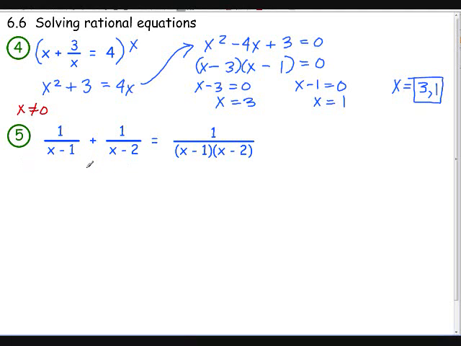How about this one? I am going to remember to first consider what x cannot be, just in case it turns out to be one of our answers. We cannot let x be 1. We cannot let it be 2. Because if it were 1, this would be 0. If it were 2, this would be 0. And we see the same thing again over here.